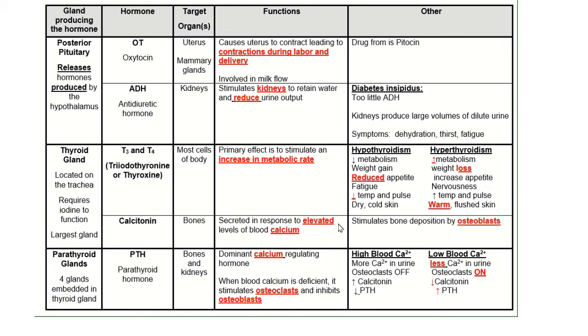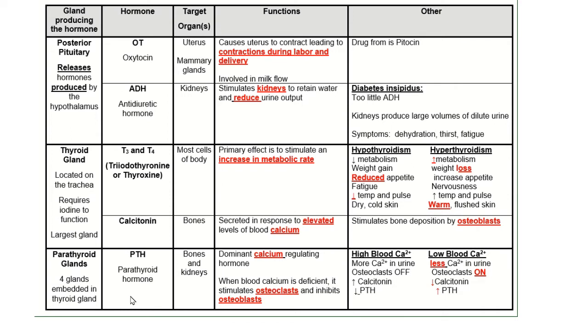Next on this page, we have the parathyroid gland. You actually have at least four parathyroid glands embedded in your thyroid gland. So if they were to remove your thyroid gland, they would also be taking out your parathyroid gland. This one's easy to remember. Your parathyroid gland secretes parathyroid hormone. The target tissue is bones and kidneys. Once again, the function of the bones and kidneys and parathyroid hormone is to regulate calcium levels. This hormone is the dominant calcium regulating hormone, meaning it's more in charge of calcium than calcitonin.